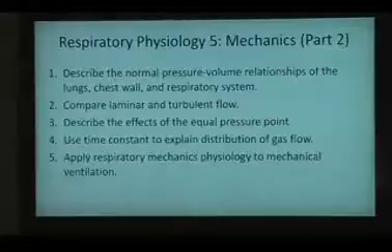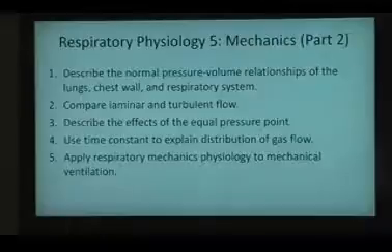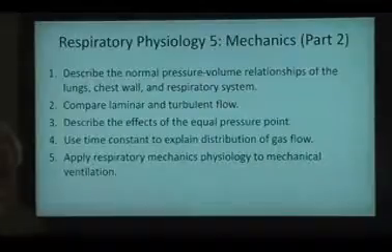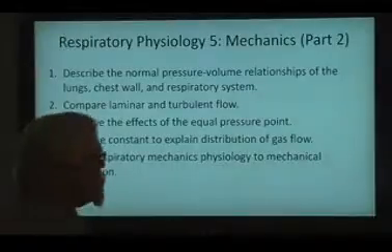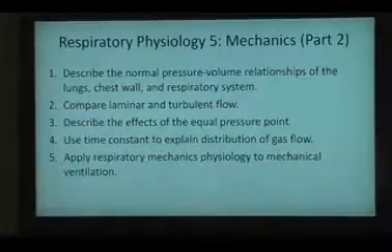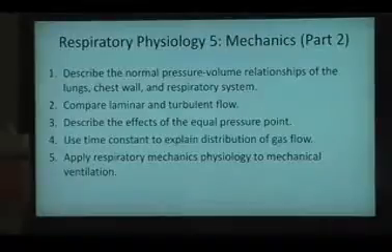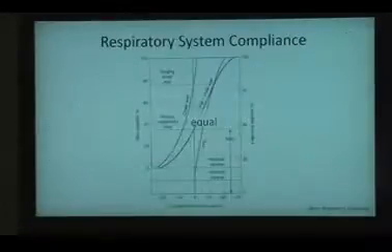So today we're going to talk a little bit about the normal pressure-volume relationships of the lungs, chest wall, and respiratory system, which is kind of where we stopped the last time. Then we'll talk about laminar and turbulent flow, which gets into a discussion of airways resistance. We'll describe the effects of the equal pressure point and why it is that if you blow out harder, the gas doesn't come out of your lungs necessarily any faster. Talk a little bit about time constants to explain the distribution of gas flow in the lungs, and then apply respiratory mechanics physiology to mechanical ventilation.